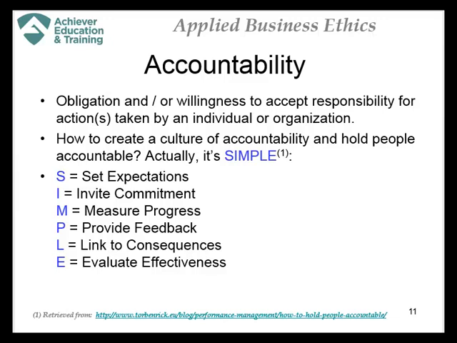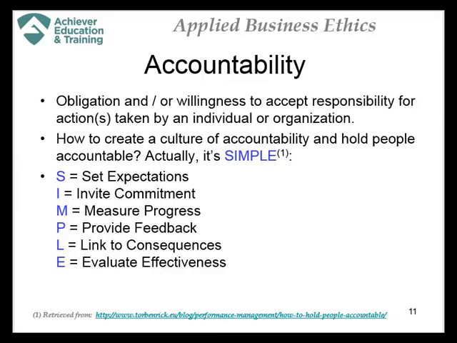Invite commitment, that's kind of obtaining buy-in. And then you have to always measure progress. You can have a great set of expectations, but if you don't measure how well you're meeting those expectations, then it'd be difficult to understand what changes you would need to make, or if you're on the right or wrong track. And then providing feedback. That feedback's always key in any situation, to allow you to check yourself and figure out if you need to make adjustments.